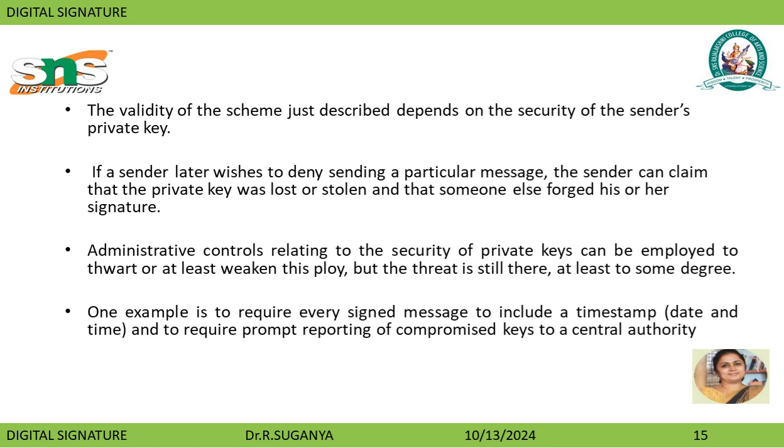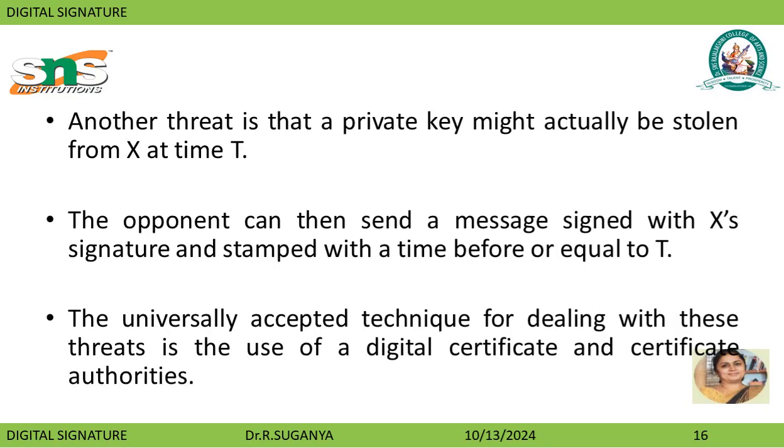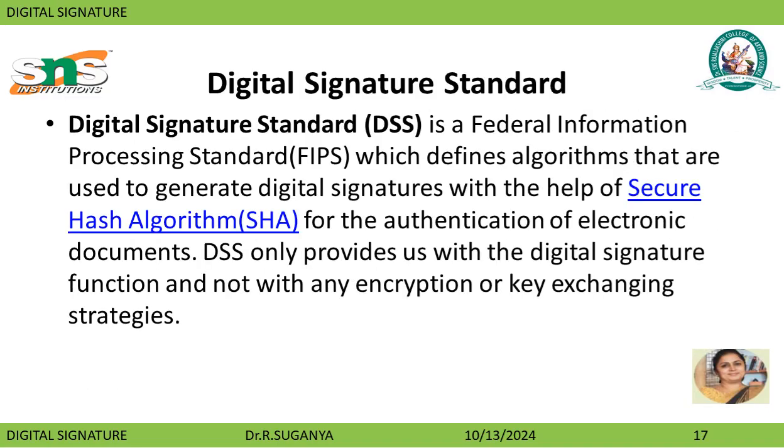One example is that it includes a timestamp and requires the prompt reporting of compromised keys to a central authority. Another threat is that a private key might actually be stolen from X at time T. The opponent can then send a message signed with X's signature and stamped with a time before or equal to T. The universally accepted technique for dealing with these threats is the use of digital certificates and certificate authorities.